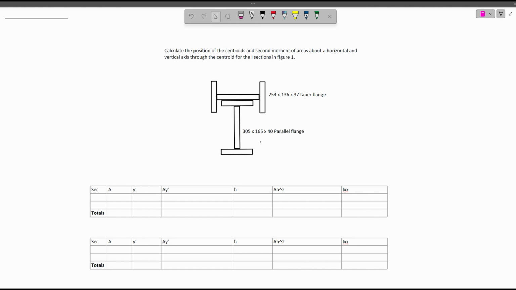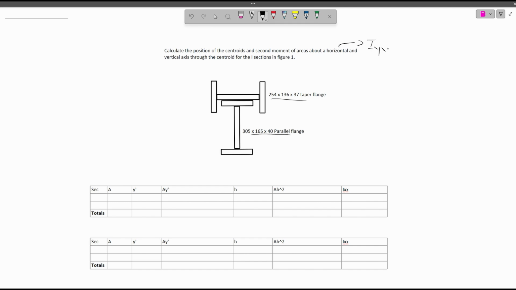Now, let's look at an example on how to deal with second moment of area or second moment of inertia. Let's look at this question that we're given. Calculate the position of the centroid and second moment of areas about the horizontal and vertical axis through the centroid of the I sections in figure 1. We're given two I sections with the smaller one resting on top of the bigger one. We're asked to find the centroids and the Ixx and Iyy.